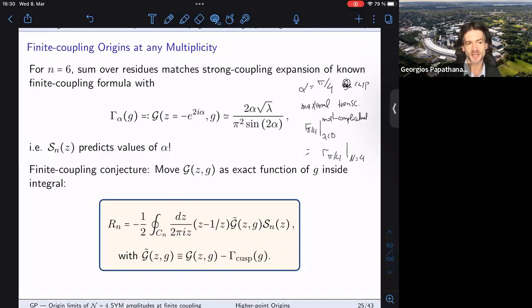It would also be nice to know what is the maximal origin subspace of kinematics. We saw that for N equals six, you have d equals zero. N equals seven, you have d equals one. N equals eight, you have d equals three. What is the general N? These are some possible future questions.